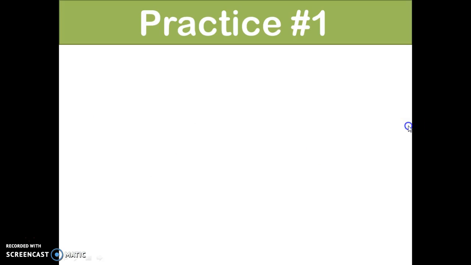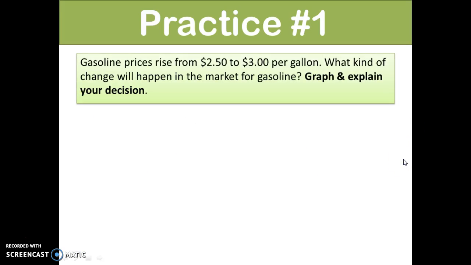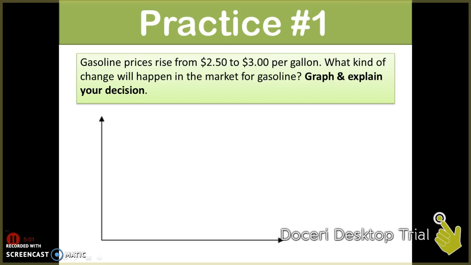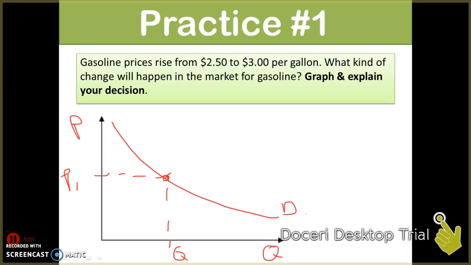So let's practice that together with this scenario, and we always set these up the same. We always start off with our axes, and then we label our axes, and you should get in the habit of doing this all the time. Then, if price rises from $2.50 to $3, I'm going to say that this is P sub 1. Oops, I'm sorry, we also need our demand curve. And then that will be our point on the curve, and here will be Q sub 1 for quantity 250.